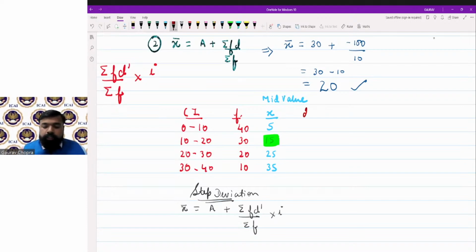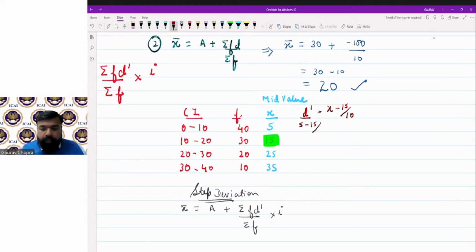So what will be the deviation? D, or we can directly find D dash. So what is D dash? X minus A, A is 15, upon i. i is the class interval, that is the gap. So how much is the gap? 0 and 10, 10 is the gap. 10 and 20, 10 is the gap. 20 and 30, 10 is the gap. So 10 becomes the class interval. So we have to divide with 10.